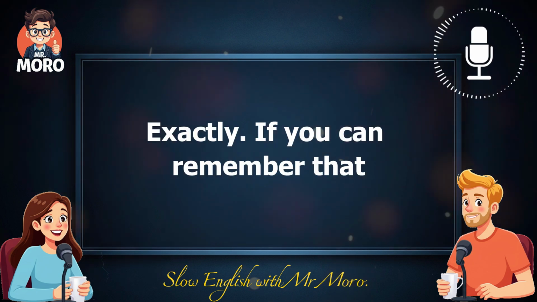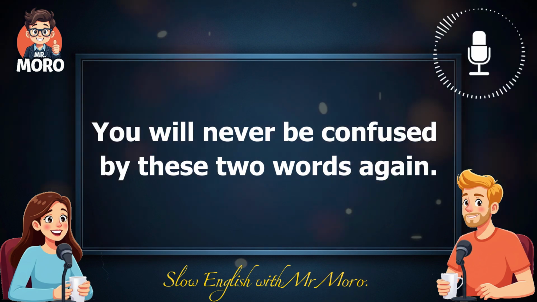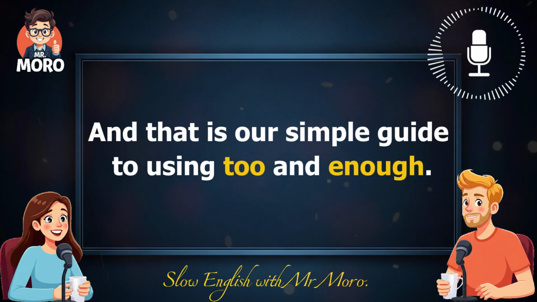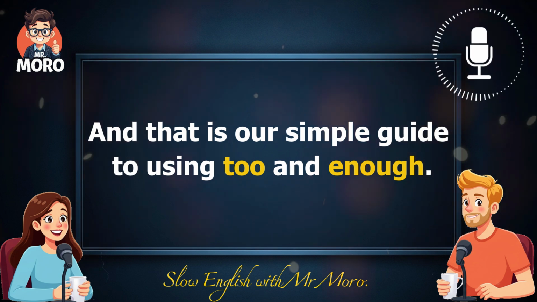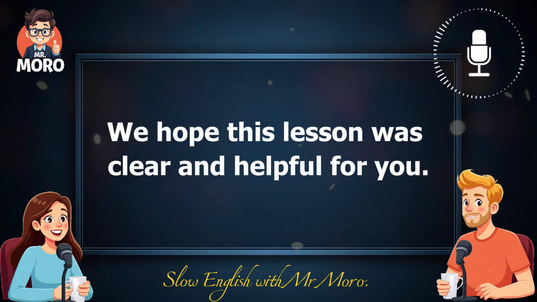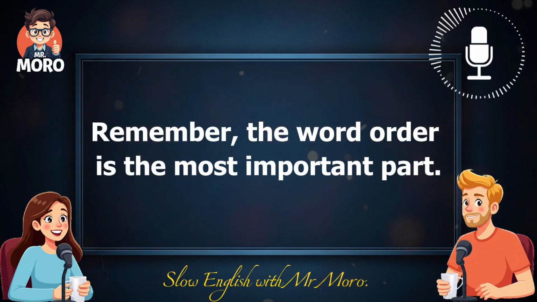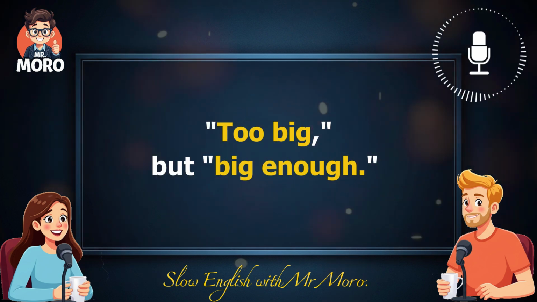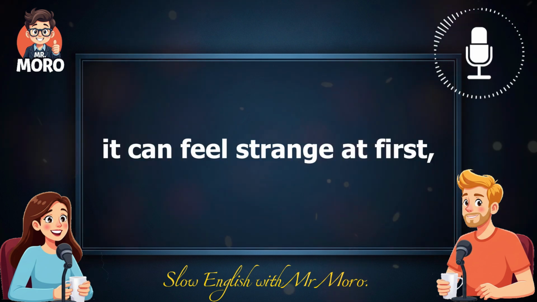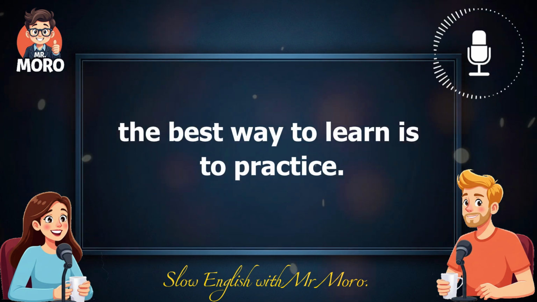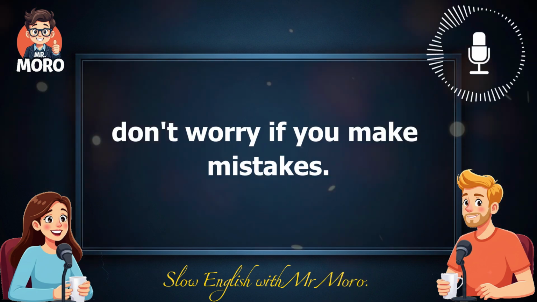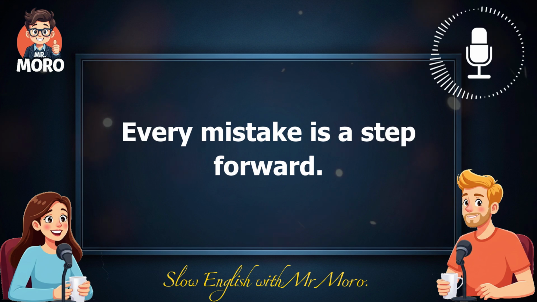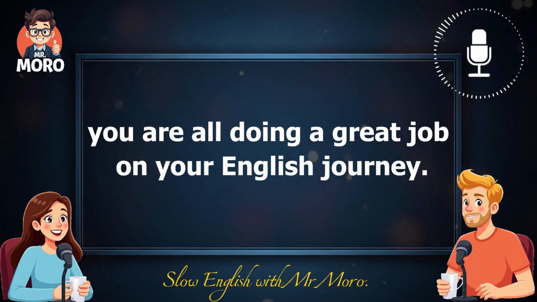Exactly. If you can remember that, you will never be confused by these two words again. And that's our simple guide to using too and enough. We hope this lesson was clear and helpful for you. Remember, the word order is the most important part. Too big, but big enough. It can feel strange at first. The best way to learn is to practice. Don't worry if you make mistakes. Every mistake is a step forward. You are all doing a great job on your English journey.